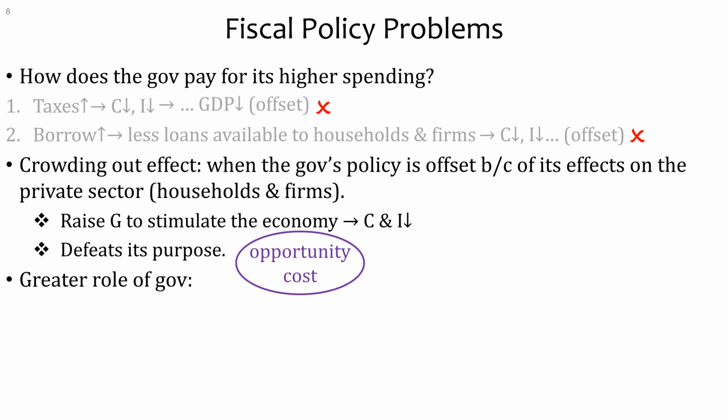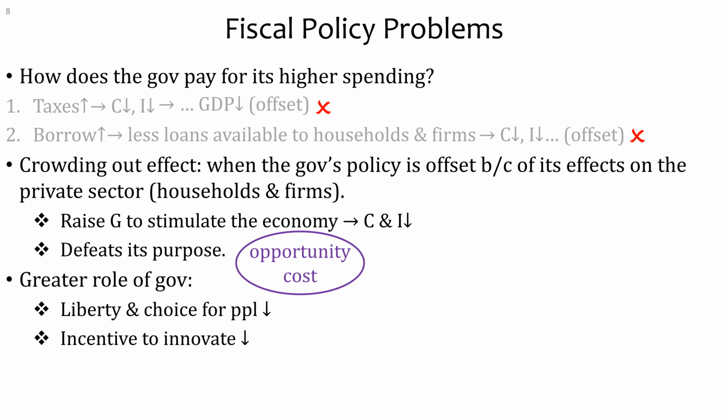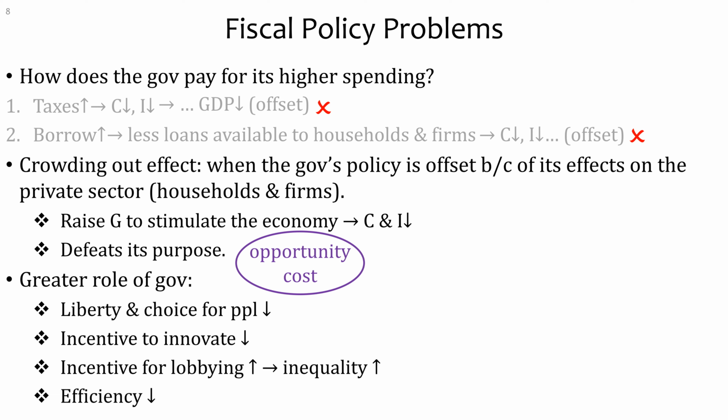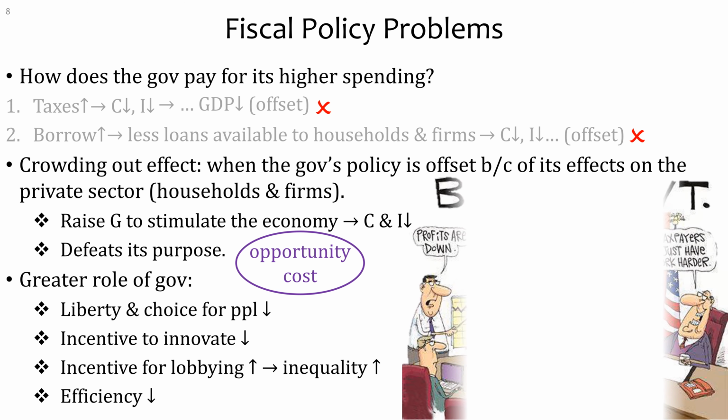The greater the role of the government in the economy, the more things we let the government do. What's going to be the result of that? These are some important observations. First of all, we're going to have less liberty and less choice for the people because the government is making the choices. Another thing is that there is less incentive to innovate because the government doesn't have any competitors. When you have private firms, they have a lot of incentive to innovate and be more efficient. And the incentive for lobbying will go up because everybody would like to have a piece of the government's power, and that creates even more inequality. And overall, the efficiency goes down.